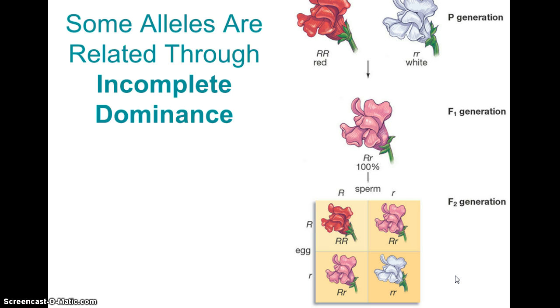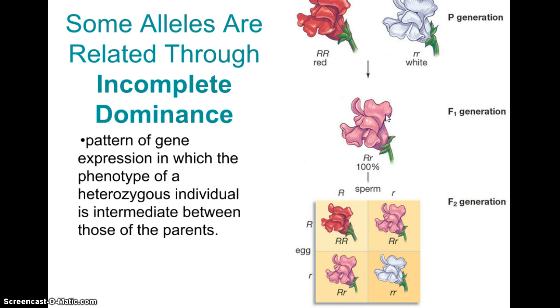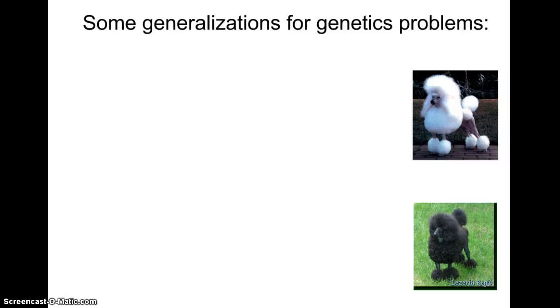Some alleles are related through incomplete dominance. So here's a red snapdragon crossed with a yellow snapdragon, and you get all pink snapdragons. So it's kind of a blending of the two. But again, in Mendel's case, we used complete dominance. So that's a pattern of gene expression where the phenotype of the heterozygous individual is intermediate between the others.